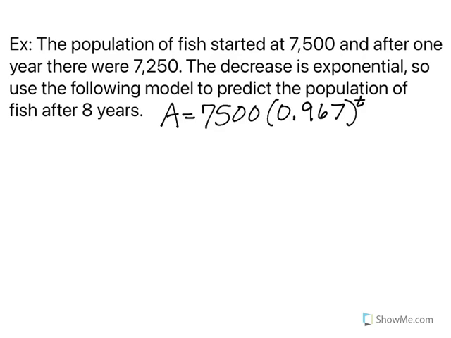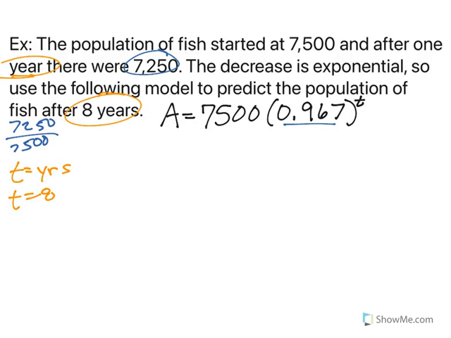The population of fish started at 7,500, and after 1 year, there were 7,250. The decrease is exponential, so use the following model to predict the population of fish after 8 years. So to find the decay factor, we took the most recent. So they took 7,250 divided by 7,500, and that gave us the decay factor. Notice we're decreasing, so it's less than 1. After 1 year, so that means time is in years, and we're looking at time is 8.